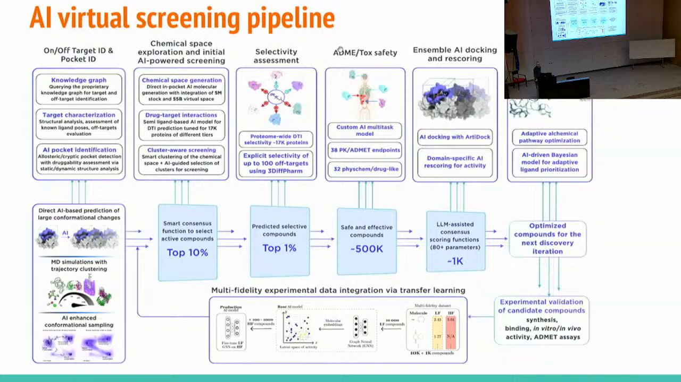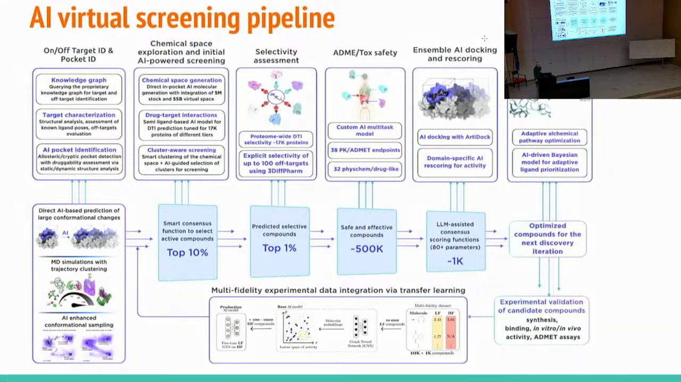Then you can also predict ADME and toxicity parameters with yet another AI model. I will come to this a little bit later. And finally, you can do AI docking, the final screening, the final step. This AI docking is actually a substitution of the conventional physics-based docking, so it provides the same result. It provides you the binding pose of the compound.